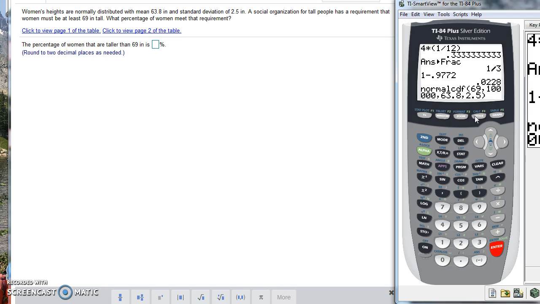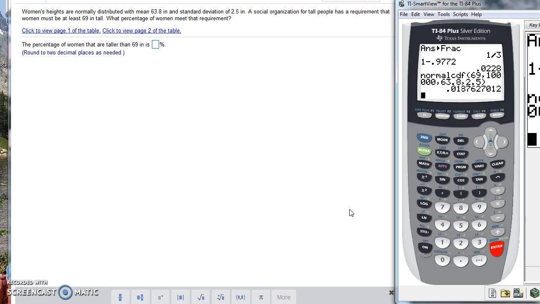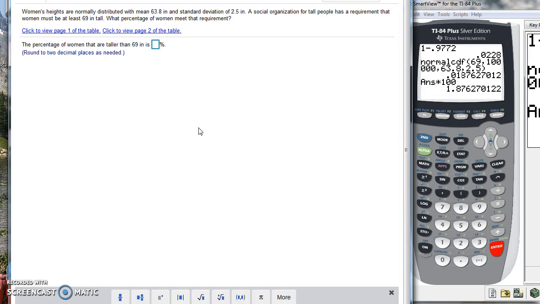Now, you might just get the normal CDF equation coming up on your calculator. So if that's the case, you're just going to need to type in 69, comma, 1,000 or 10,000, comma, 63.8, comma, 2.5. And then we work that out, and it gives us this. And it wants a percentage, so we need to multiply that by 100, right? Since it wants a percentage, that's why we multiply by 100. So rounding to 2 decimal places, it would be 1.88.